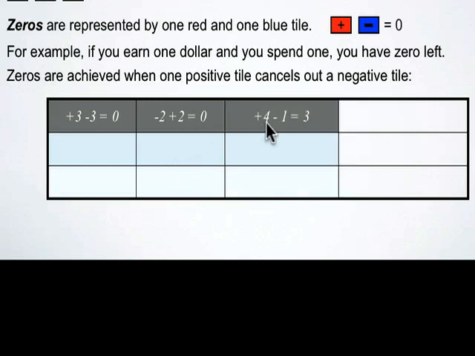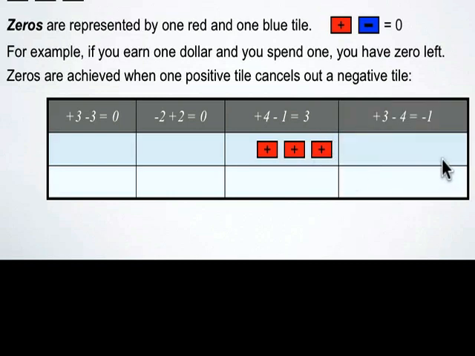Now if we have a positive 4 and a negative 1, positive 4 is represented by the 4 red tiles. Negative 1 is represented by the 1 blue tile. I only have 1 zero or 1 pair in this case. So when that cancels out, I have 3 red tiles remaining. Can't get rid of any because there are no longer any blue tiles. So the answer to that is positive 3, since that is what I'm left with.